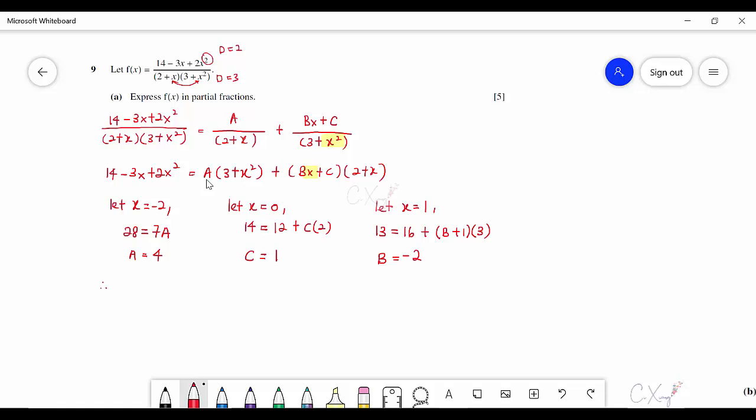You already have all the values for A, B, and C, so you can rewrite your equation again. For this rational function, the final answer for the partial fractions will be 4 over 2 plus x, and then bx plus c. Because my C is a positive value, I'll put it in front: 1 minus 2x divided by 3 plus x squared. So this is the partial fraction for the function f(x).